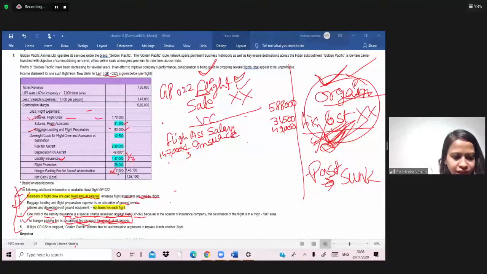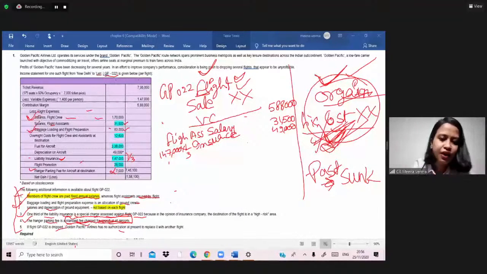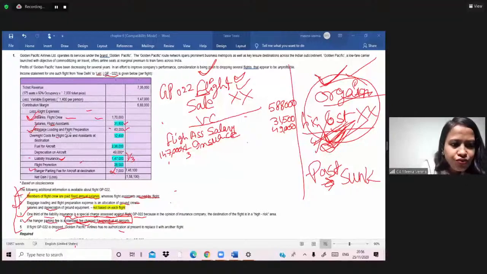Okay. Next is, if GP is dropped, the Golden Pacific airline has no authorization at present to replace it with another flight. Okay, ji. Now see the costs which we will consider. They have given us the information related to this, and where I have ticked it with red color, these costs. Now the overnight cost of flight crew and assistant at destination, we will consider this. ठीक है? Fuel of aircraft, we will consider this.